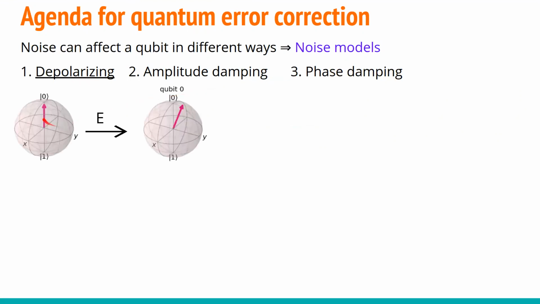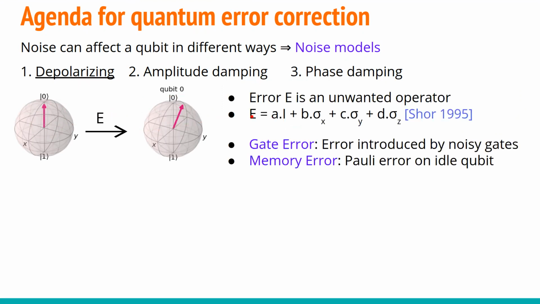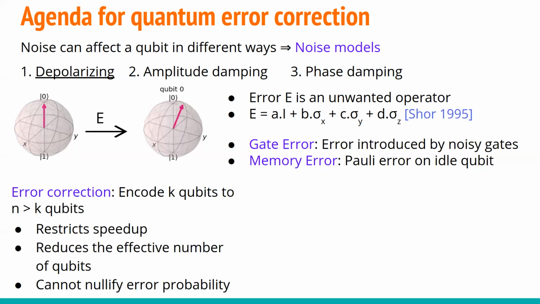Now, consider a quantum state here, and the error actually shifts the quantum system from its original configuration. So it is an unwanted operator, and Peter Shor showed that any unitary error can be written as a linear combination of these Pauli matrices: identity, sigma x, sigma y, sigma z. The sources of errors are usually twofold. One is the gate error, which is introduced by imperfection in the operations, and the other is called the memory error, which is basically imperfections on the qubits themselves. Even if the qubit is lying idle, it can incur error.